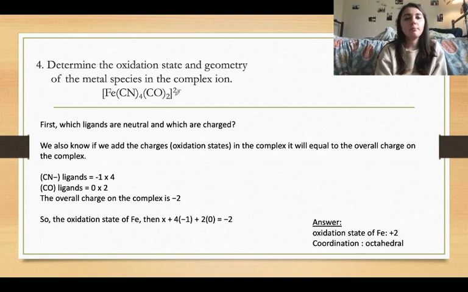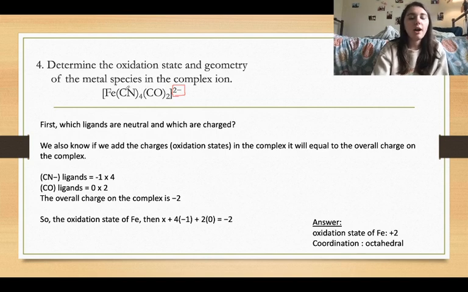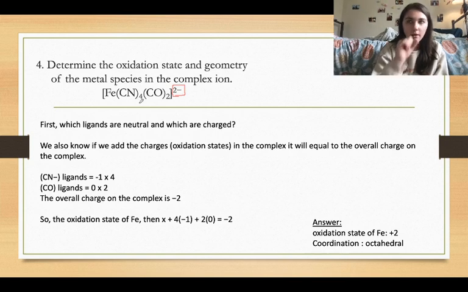This one's particular in that it is not a salt. It just gives you an overall charge on the complex, and sometimes people forget this charge, which is I think why it was most missed. One of the most missed is because they forgot the charge on the outside of this complex. So be sure that if the whole complex is charged, then that means overall the charge on iron plus the charge of these 4 cyanide groups plus the 2 carbonyl groups needs to equal -2.